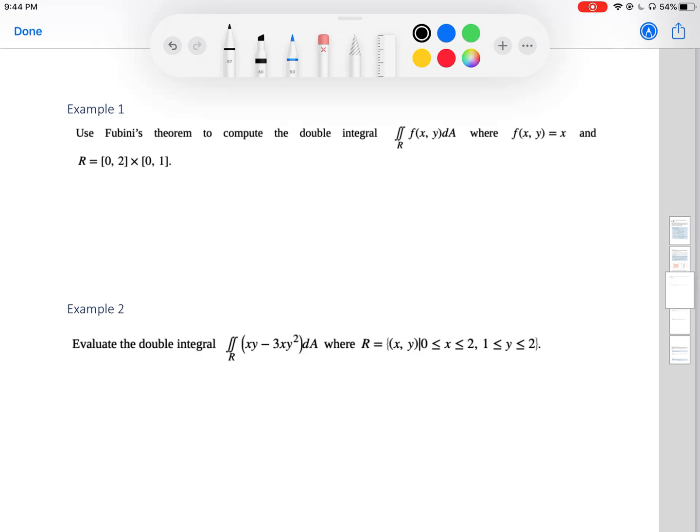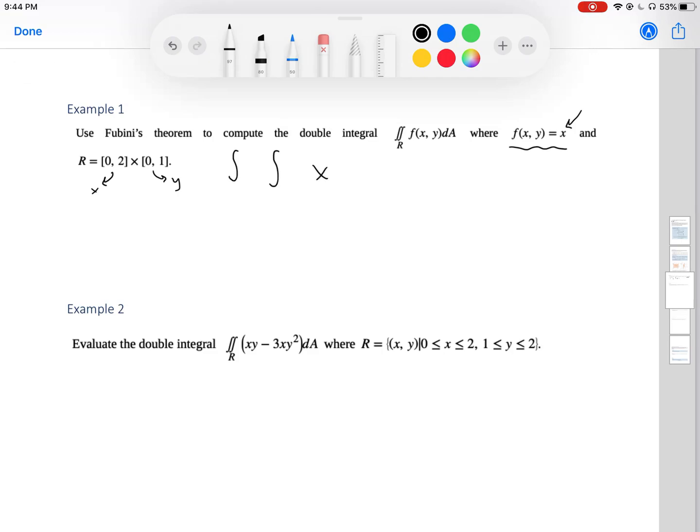Let's do example 1. Use Fubini's theorem to compute the double integral over R of f of x comma y dA, where f of x comma y is equal to x, and your region R is from 0 to 2 and 0 to 1. Okay, so these are your bounds. We first have your x's and then your y's. Now, what is our function? We have it here, right? It's just x. So we're going to compute a double integral of x.